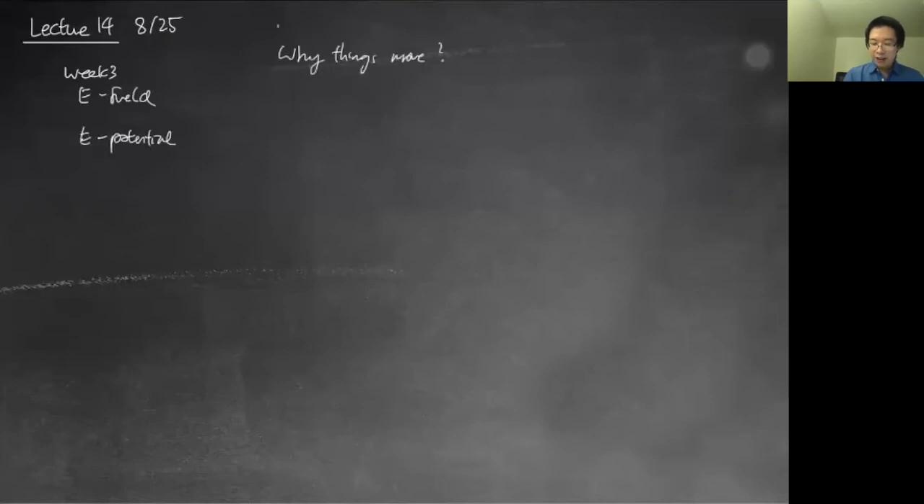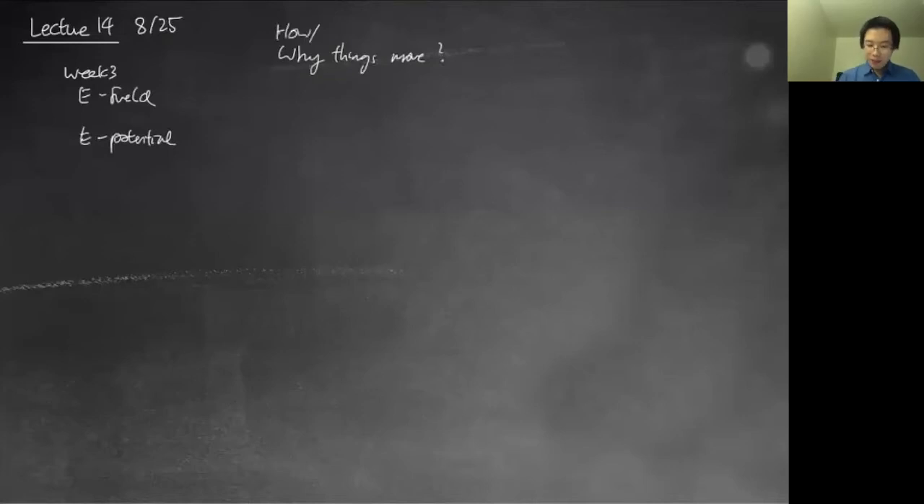So let's do a quick recap of where we are at. Basically the whole week 3, we learned about the 2 key concepts of electric field and electric potential. They're basically 2 different ways of answering the question of why things move, or how do things move, right? Why or how do things move? The things we want to analyze about motion.